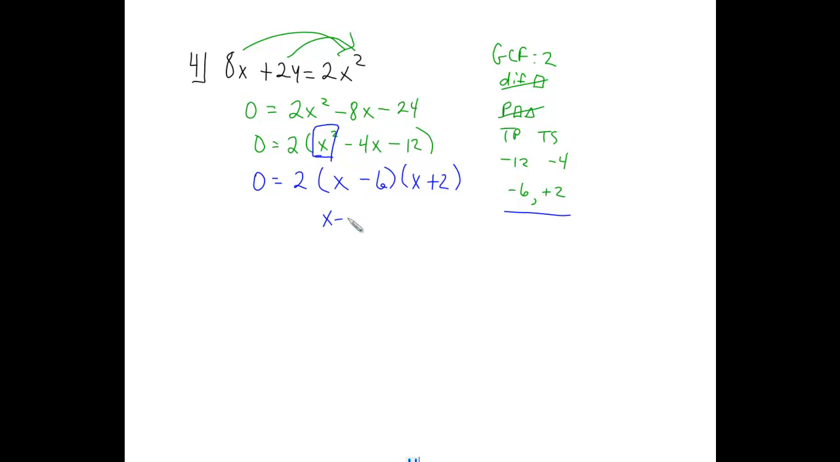Now we set each of these equal to 0 and solve for x. In the first one, x is equal to 6, and in the second one, x is equal to negative 2. And we are done with today's lesson.